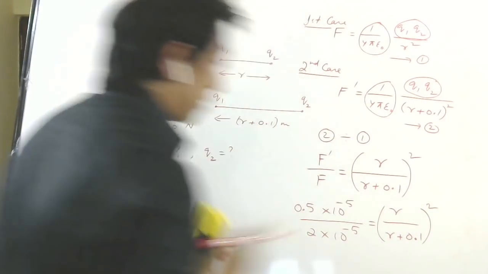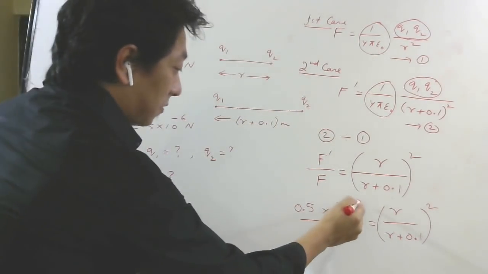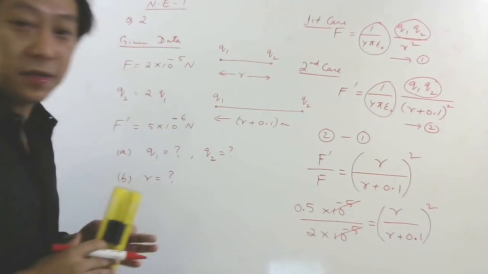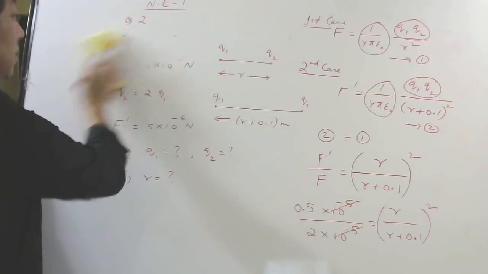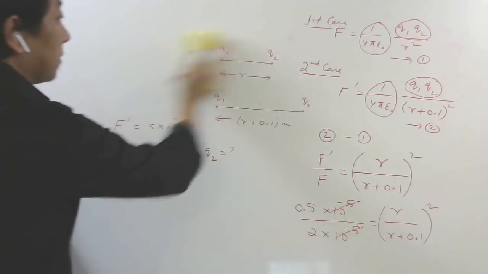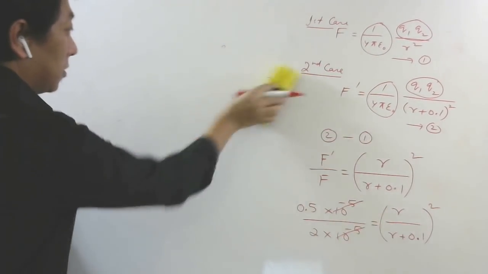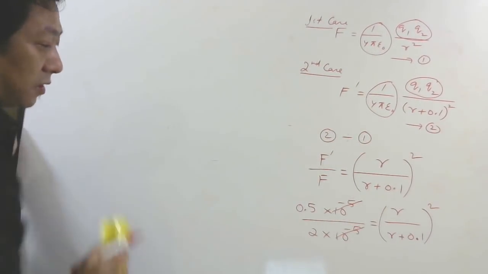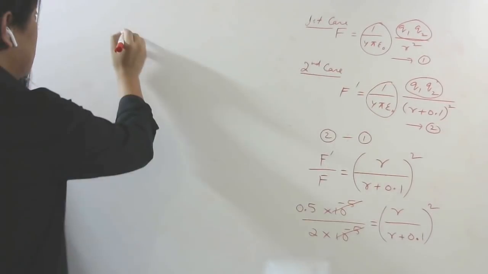Okay. So by doing this simplification, these two will cancel. Right. Now let us see what will we get. So left side will be 0.5 divided by 2 will be 0.25.